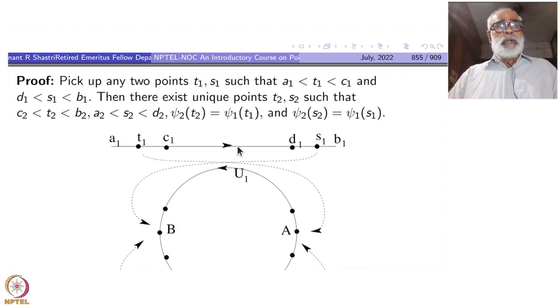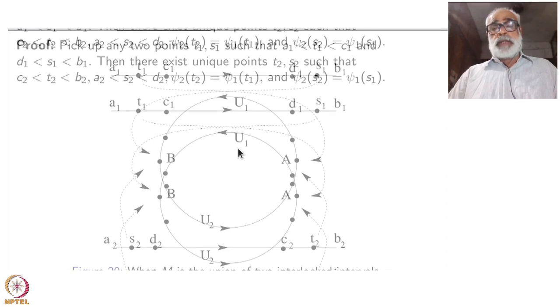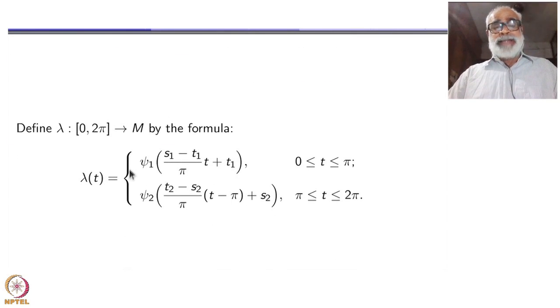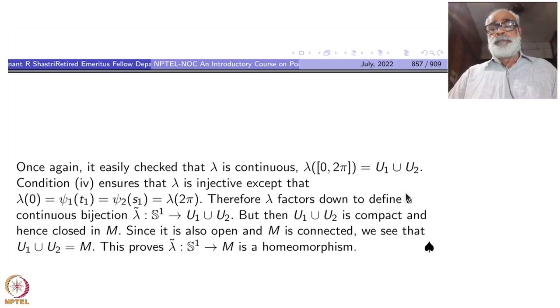So, this is similar to what we have verified in the first case. Okay, so the entire thing is injective except 0 and 2 pi are mapped to the same point. Oh, that is well and good, because that is precisely what we wanted here. Therefore, this 0 to 2 pi will factor down to what? To S1. See, 0 and 2 pi are mapped to the same point, right? Therefore, lambda factored down to a continuous bijection from S1 to U1 union U2. What is the projection map here from 0 to 2 pi to S1, capital S1? T going to e raised to I t, or just cos t plus I sin t. So, that is the map.